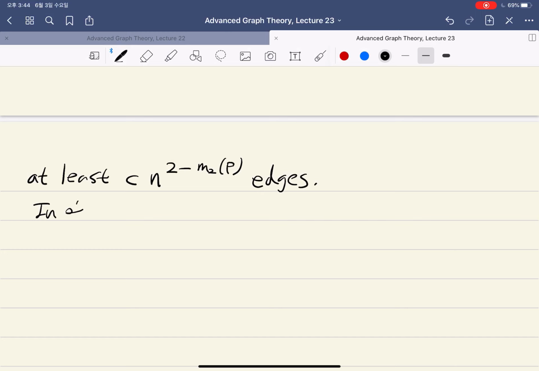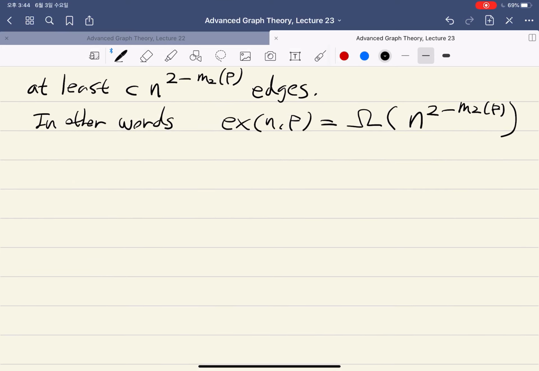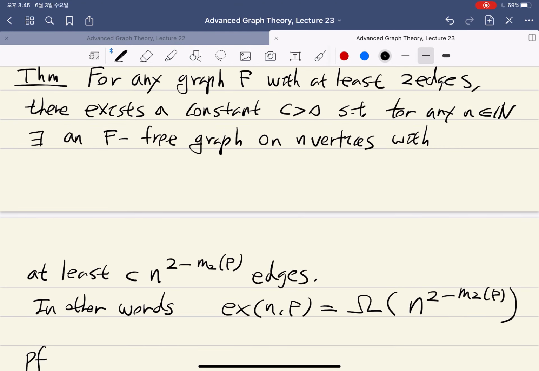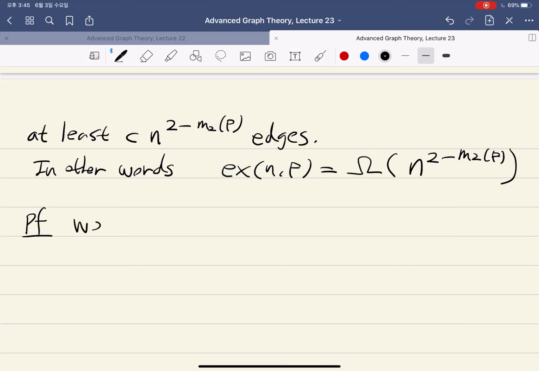In other words, the extremal number of F is omega of n to the 2 minus 2-density of F. So we use the probability method. More specifically, we use the alteration method.